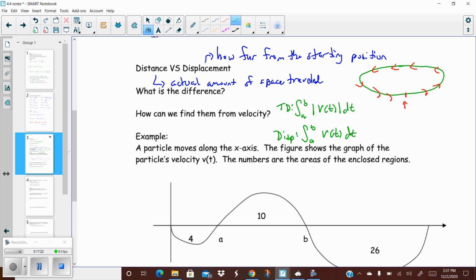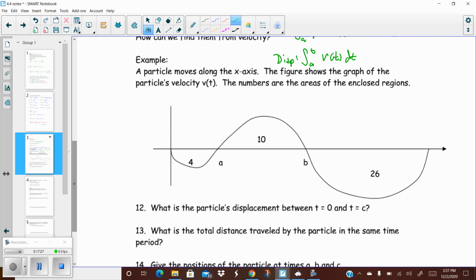So let's take a look at a relatively basic, simple example. What we are given here is a graph. It says the particle moves along the x-axis. The figure shows the graph of the particle's velocity over time. So this is the velocity, and this right here would be time. As a matter of fact, I left off a variable. We're going to put a c out there because there should be a c out there. So a and b are the first two times right here, and then you've got c at the end, and then obviously this one is 0.